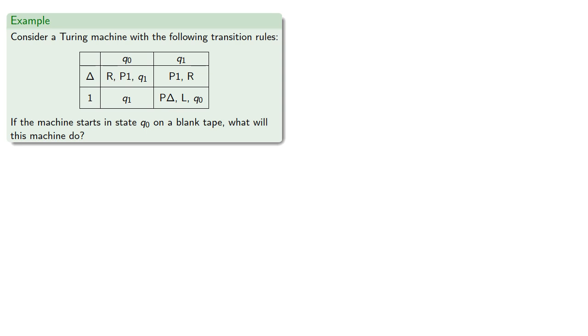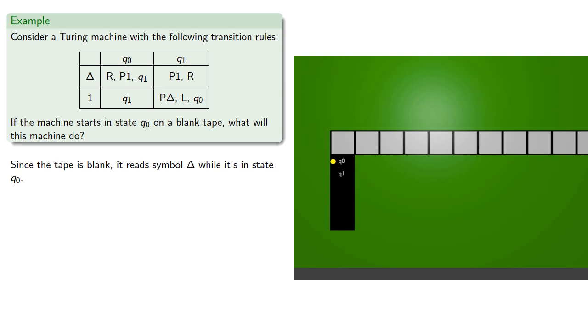For example, let's consider a Turing machine with the following transition rules. If the machine starts in state Q0 on a blank tape, what will this machine do? Since the tape is blank, it reads the symbol empty, delta, while it's in state Q0. So the instructions say R P1 Q1. We could read this as move right, print 1 in the current space, and then change to state Q1.